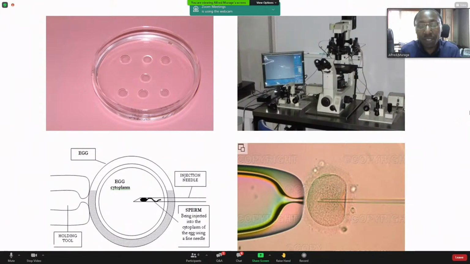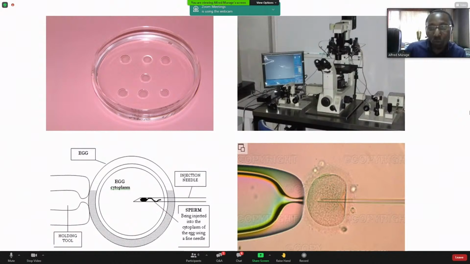The diagram on the bottom left-hand side of the screen shows a sperm being injected into an oocyte cytoplasm. The sperm is immobilized, held with a micropipette and injected within the egg cytoplasm. On the bottom right-hand side is an actual ICSI procedure being done, with the sperm already being injected inside the egg.